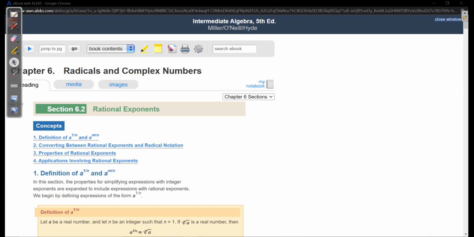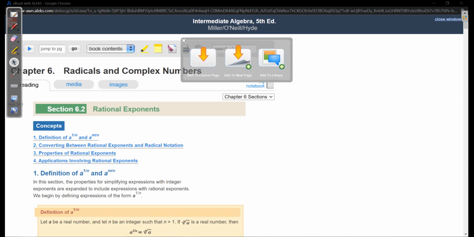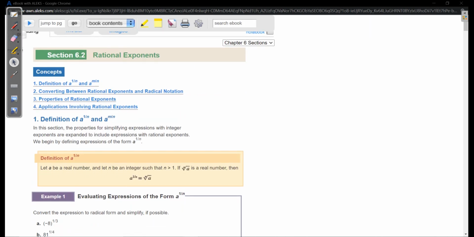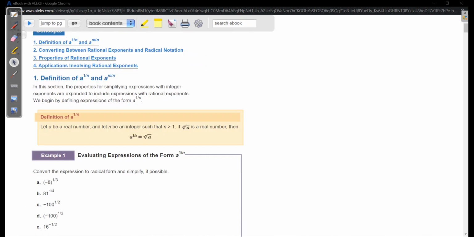Okay, today we're talking about Chapter 6, Section 2, Rational Exponents. So we're building on the last section where we talked about radicals. We're now going to be taking these radicals and also looking at them with rational exponents. Rational exponents create radicals, and we'll see that here in a moment.